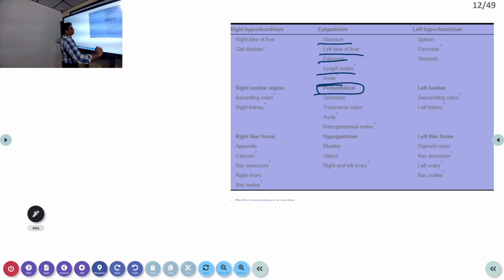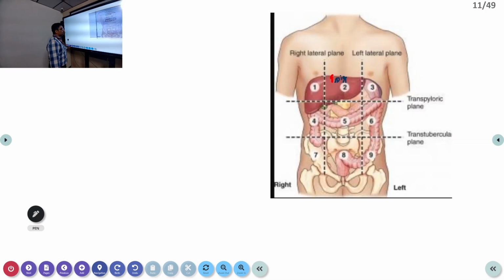Next, we will go to the left hypochondria. Left hypochondria mainly is the spleen, the tail of the pancreas, as well as the stomach. So this is the spleen. Some part of the stomach will be there, and the pancreas, as already seen, will come like this.